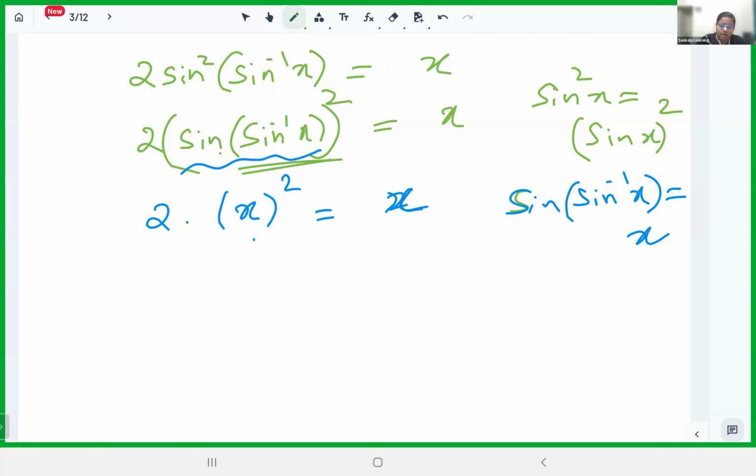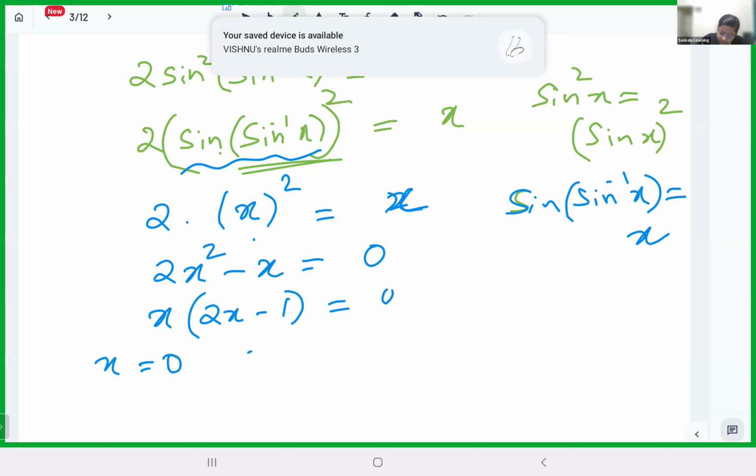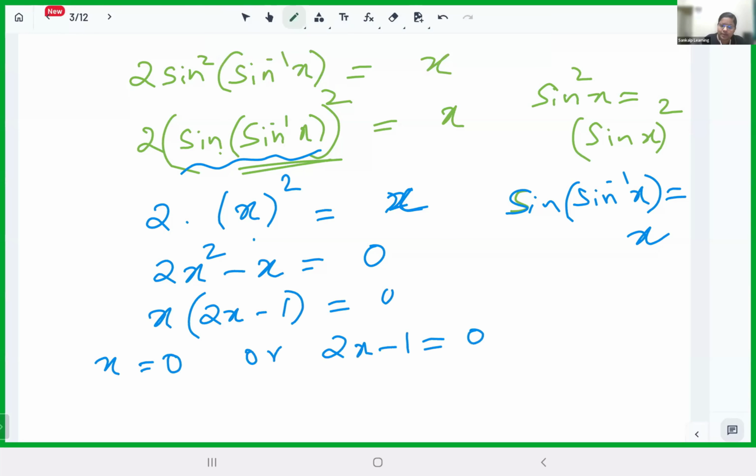Now, this can be written as 2x square equal to x. If I take this x to the left side, 2x square minus x equal to 0. Isn't it? So, if I take x common, you get x into 2x minus 1 equal to 0, which means either x can be 0 or 2x minus 1 can be 0. From this, you get 2x equal to 1, x equal to 1 by 2.